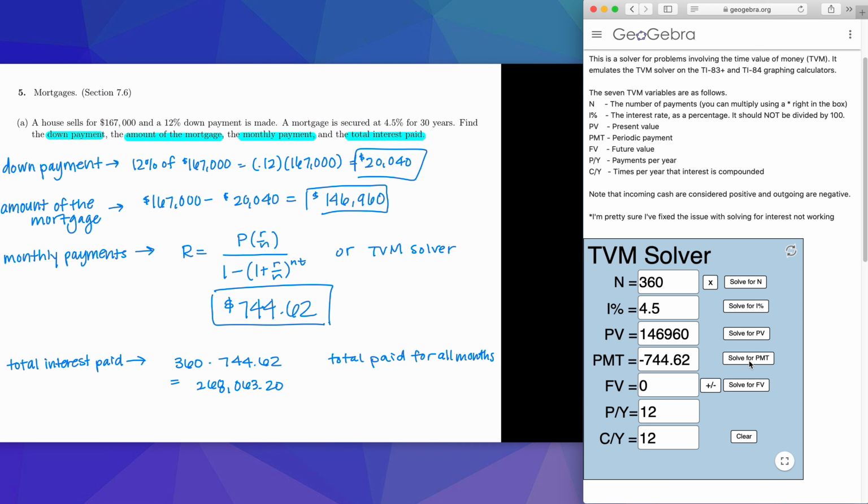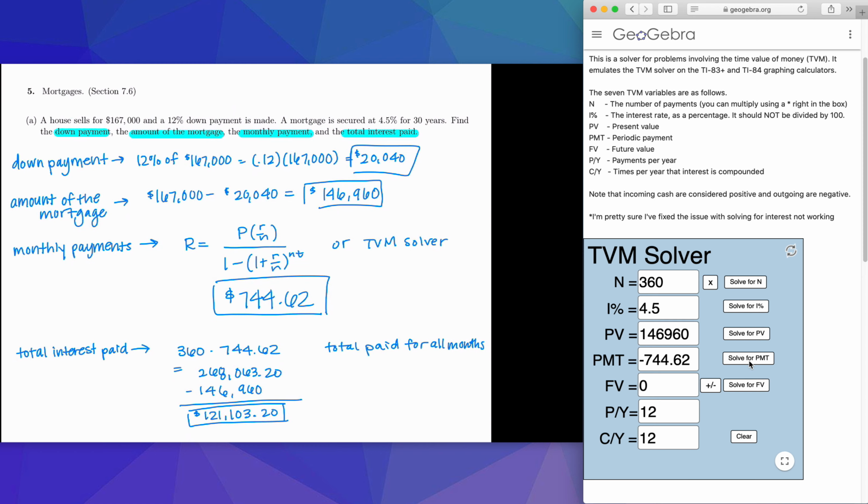Now, what was the principal there? The principal was $146,960. I'm going to subtract that, $146,960, and I'll get $121,103.20. So over the life of this loan, roughly $121,000 of interest will be paid. Okay, so now let's move on to the next question.